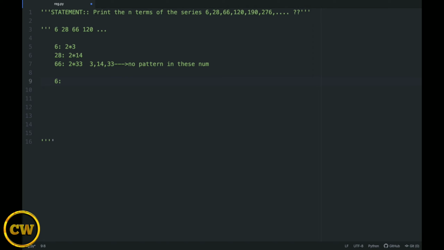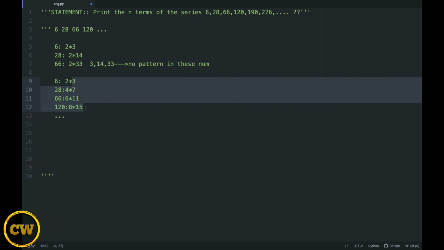So 6 can be written as 2 into 3, 28 can be written as 4 into 7, and 66 can be written as 6 into 11, and next 120 can be written as 8 into 15, right? So this is how the series will go, and we will try to find a pattern in this.